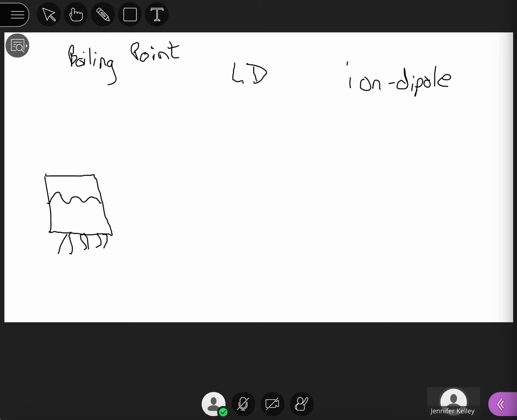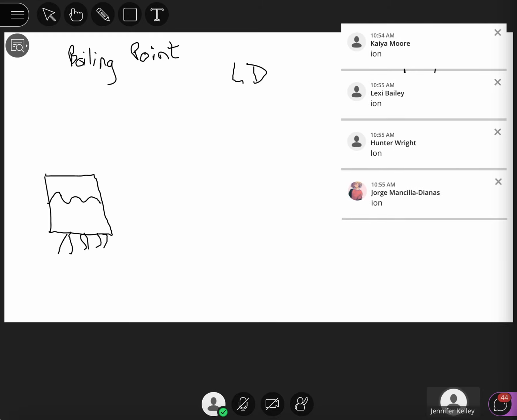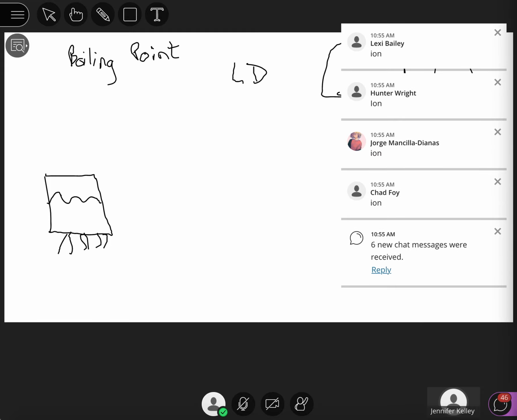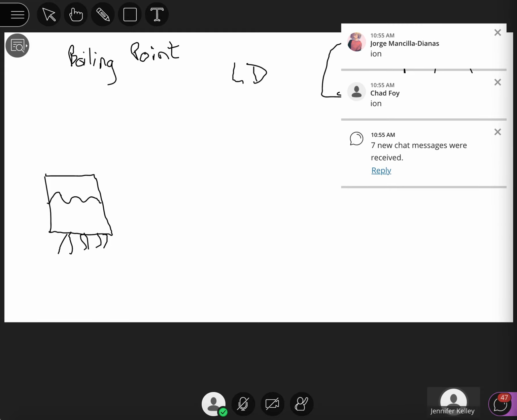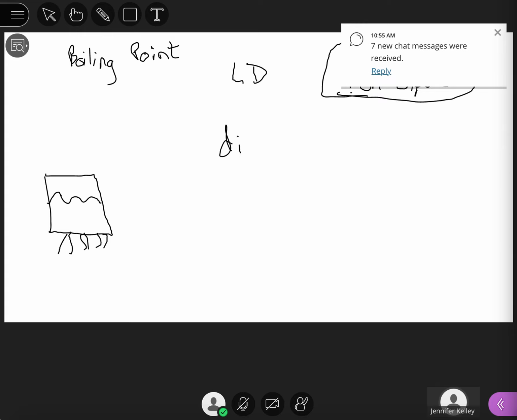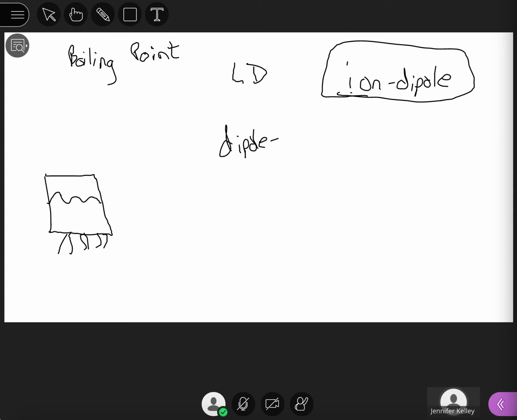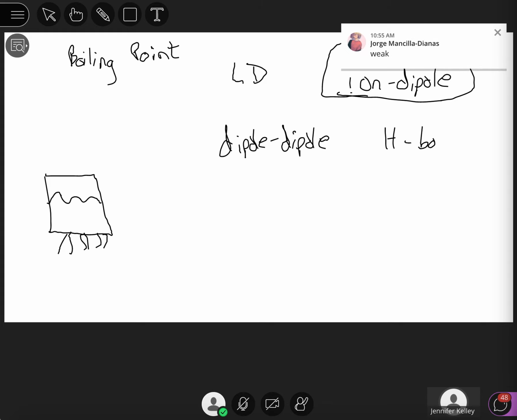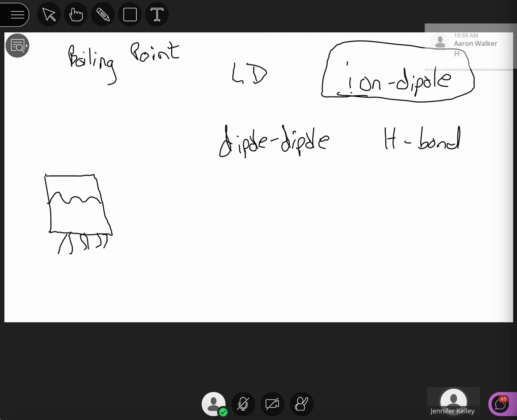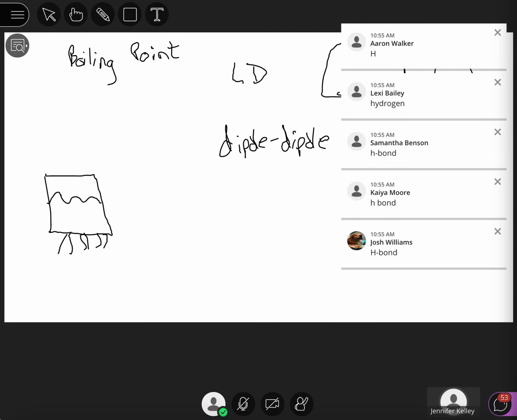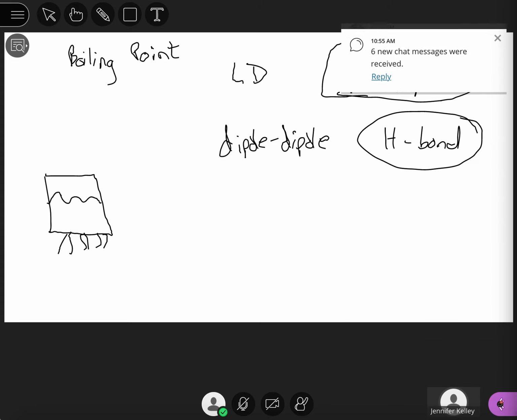Which one do you think is going to have the higher boiling point? This one, because this is a stronger bond. What about dipole-dipole? And hydrogen bonding? Yes, the hydrogen bonding is stronger. So it's going to have the higher boiling point.